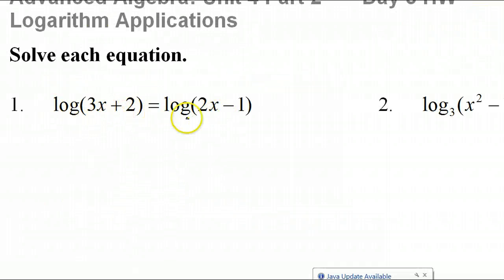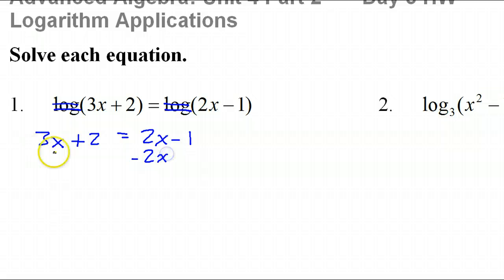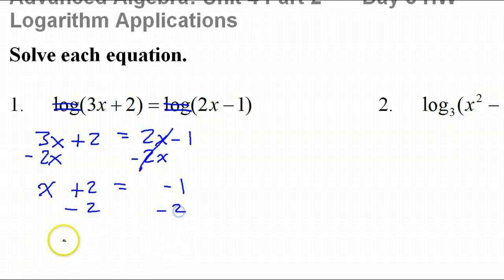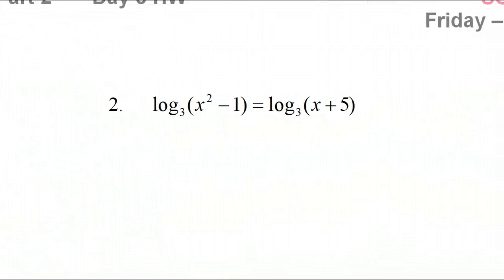Alright, well, let's start off easy peasy lemon squeezy. If you have the logs the same like this, there's the one-to-one rule of logarithms that says that we can drop these logs out and set the arguments equal to each other. So 3x plus 2 will equal 2x minus 1. And we will just solve this like we learned back in middle school. Subtract 2x from both sides. So that will leave us with x plus 2 is equal to negative 1. Subtract 2 from both sides, and we get x equals negative 3. Alright, not very advanced, but just you wait.